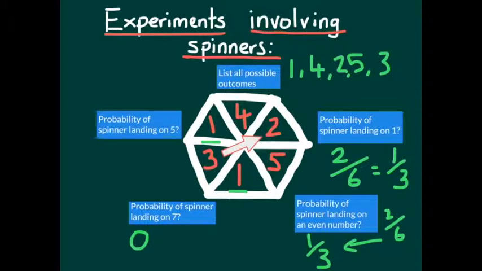Probability of the spinner landing on the 5. Well, I have 1 5 there, and then I have 6 different outcomes. So it's going to be 1 out of 6.